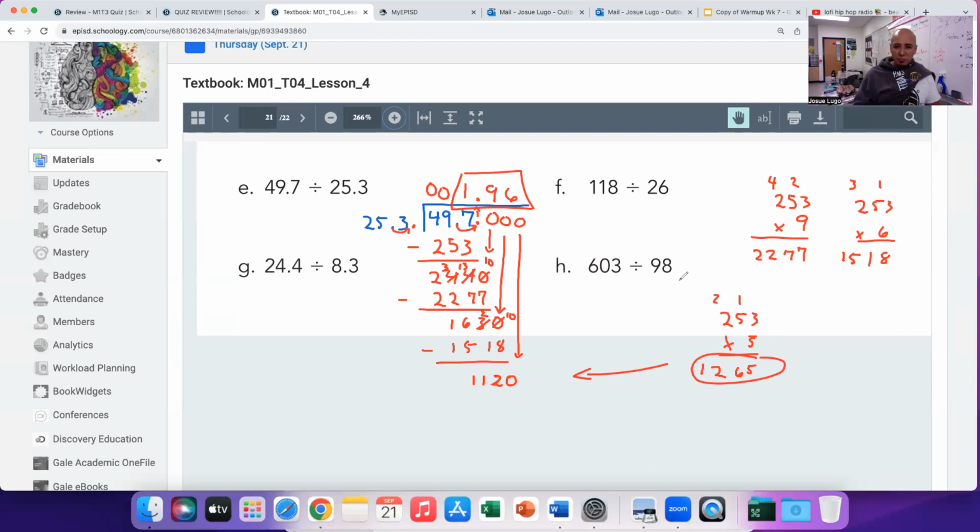So as you can see, ladies and gentlemen, it is a tedious process, but hopefully with these examples, you'll be able to engage with these problems and be a little bit more comfortable as you follow these.